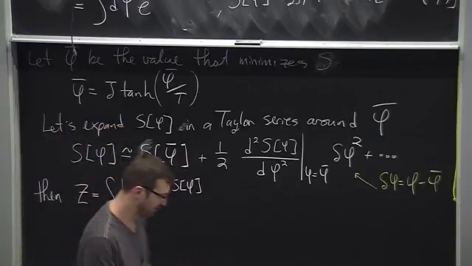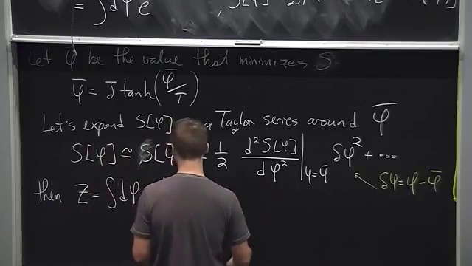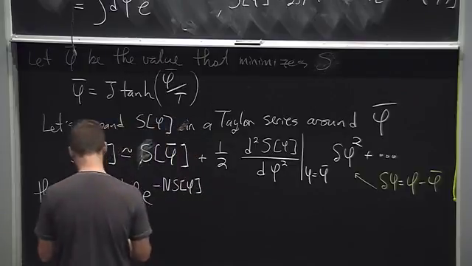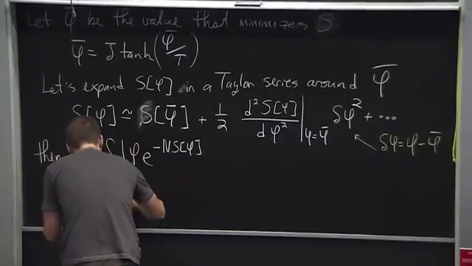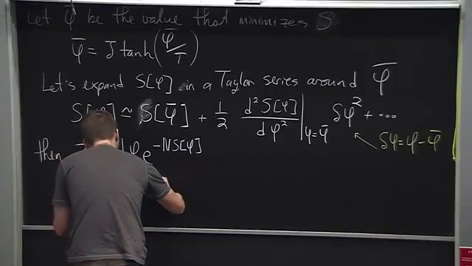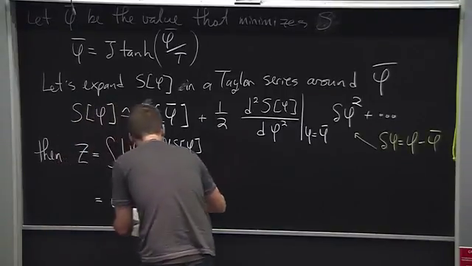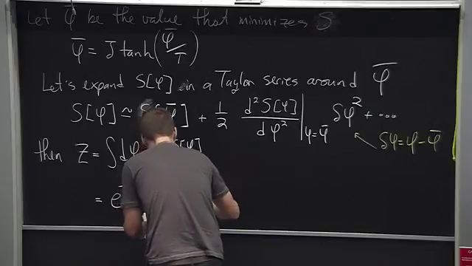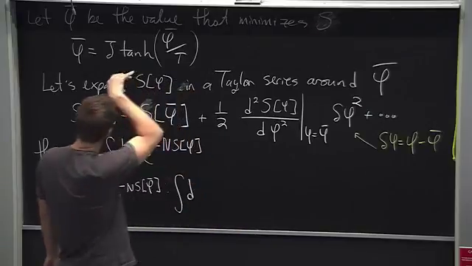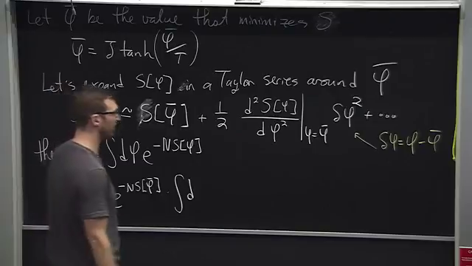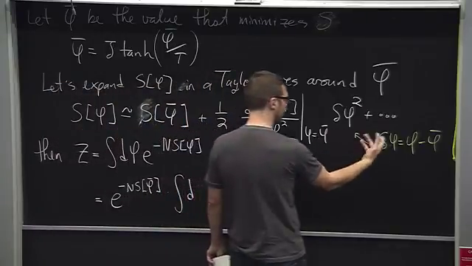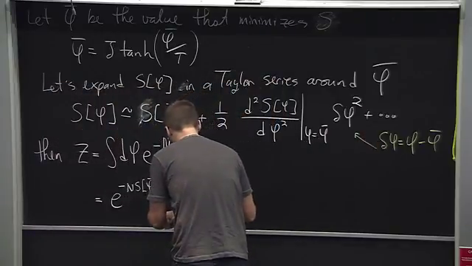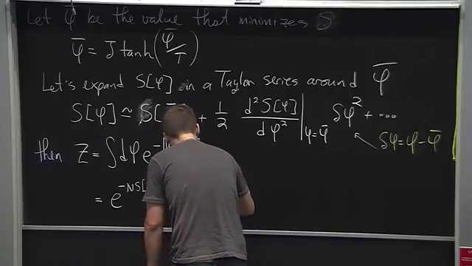Okay, so I can feed in that approximation. Let's just do it up to second order. I'll write it down here. So I get a constant term. So now I have an integral over the field. It's equivalent to an integral over this variational field, if you want to call it that. So it's going to be d delta phi.